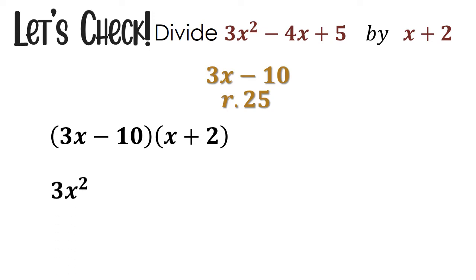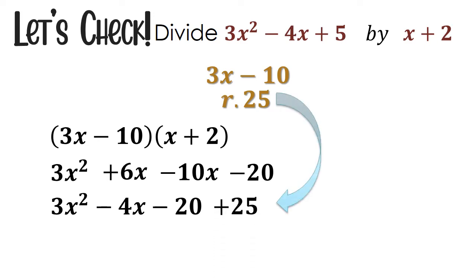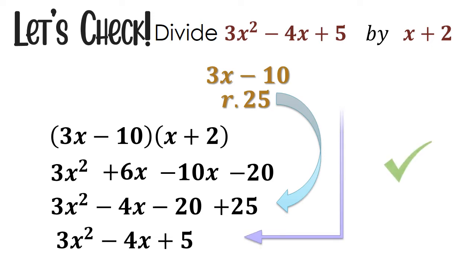3x times x is 3x squared. 3x times 2 is 6x. Negative 10 times x is negative 10x. Negative 10 times 2 is negative 20. Again, combine like terms, we have 3x squared minus 4x minus 20. And then add the remainder, which is 25. So we have 3x squared minus 4x minus 20 plus 25. Negative 20 plus 25 is positive 5. So we have 3x squared minus 4x plus 5, which is equal to the dividend. So our answer is correct.